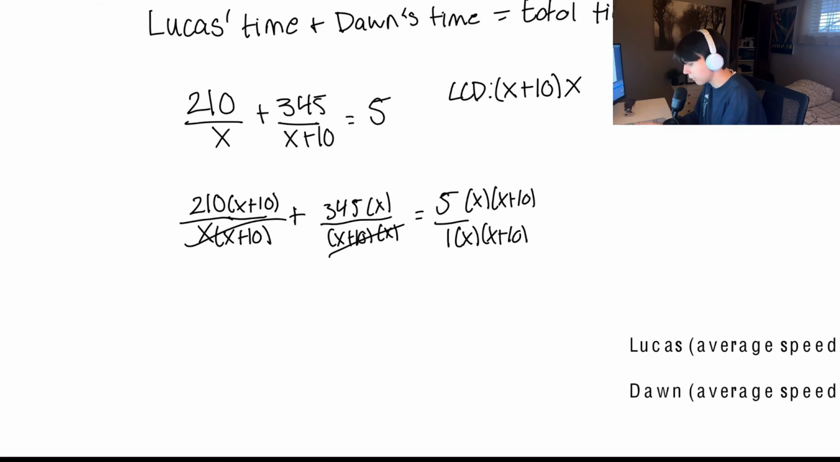So now we can cross out every denominator here. You're going to get 210 times x plus 10, plus 345x, is equal to 5x times x plus 10.